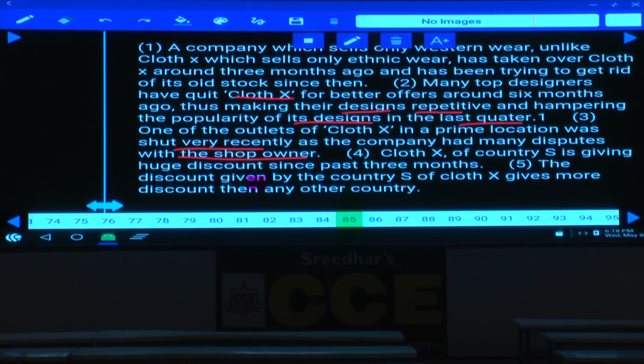Then fourth one, cloth X of country S is giving huge discount since past 3 months. And the discount given by cloth X of country S is more than any other. Okay, these two are nowhere related to the above thing. And so what is your answer here? Choice 3 is the answer. Done with this paper?